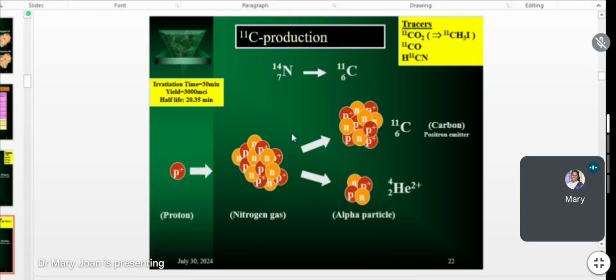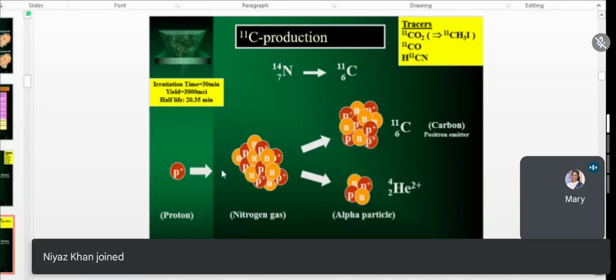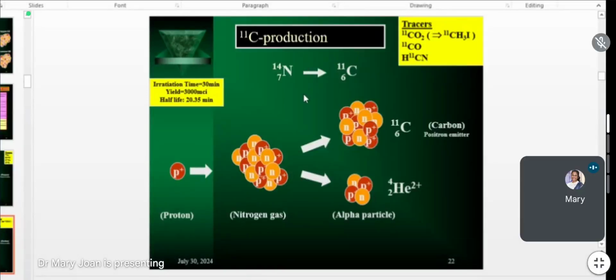And for carbon 11, the target material is nitrogen gas, which is bombarded with a proton. So nitrogen bombarded with proton, we get carbon 11 and 1 alpha particle, He4 2+. Here the irradiation time is about 30 minutes and we could have around 3000 millicurie of activity of carbon 11 in one cycle of the cyclotron run, and the half-life of carbon 11 is 20 minutes, 20.35 minutes.